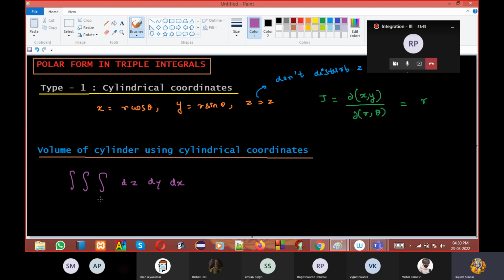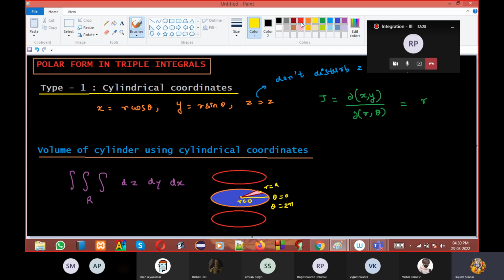And z limits are from minus h by 2 to h by 2. X limits are something else. Look at this carefully. I'm taking the circle, and I'll visualize it as an arc and strip, as in polar coordinates. How do you take the limits? Here r is 0 to a, and the strip is varying from theta equal to 0 to theta equal to 2 pi.